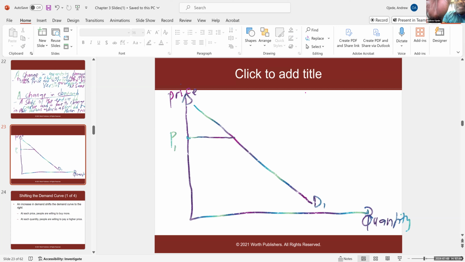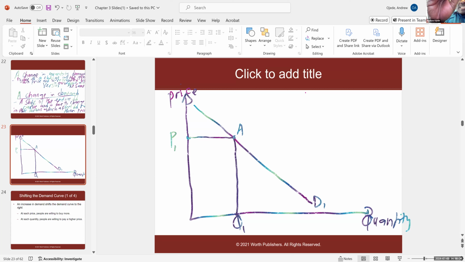You draw a line, you hit the demand curve, and you read the quantity down here. You can say this is your Q1. That price could be any number, like $20, could be anything. This is just for illustration purposes. So now let's label this point. Let's call this point A.